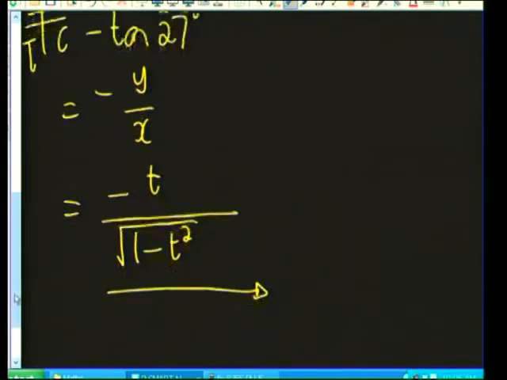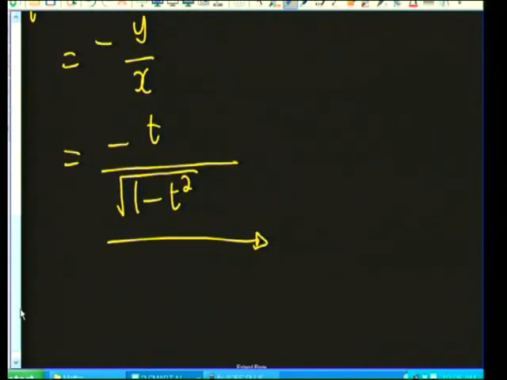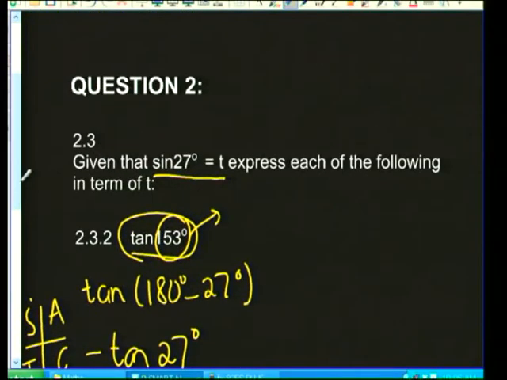And that there is your answer. You found tan 153 in terms of t. And we actually reduced everything to get it in terms of 27. Let's look at the next question.